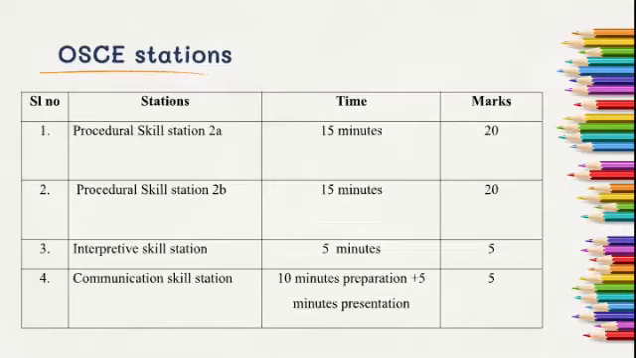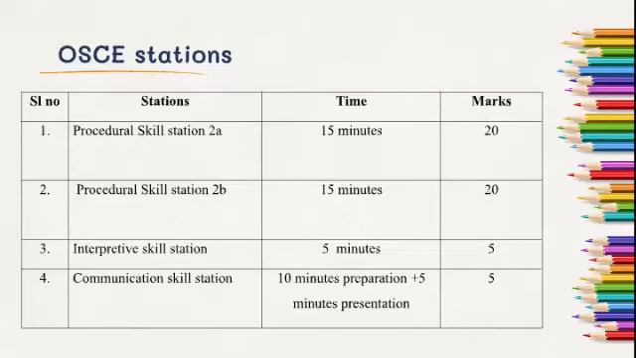The next station is communication skill station, that is you will prepare a health education material, for which 10 minutes is given. So within that 10 minutes you need to prepare the health education material and you have to present it for 5 minutes. So you will prepare either flashcards or a chart according to the topic given and you have to present it for 5 minutes. So this also carries 5 marks.